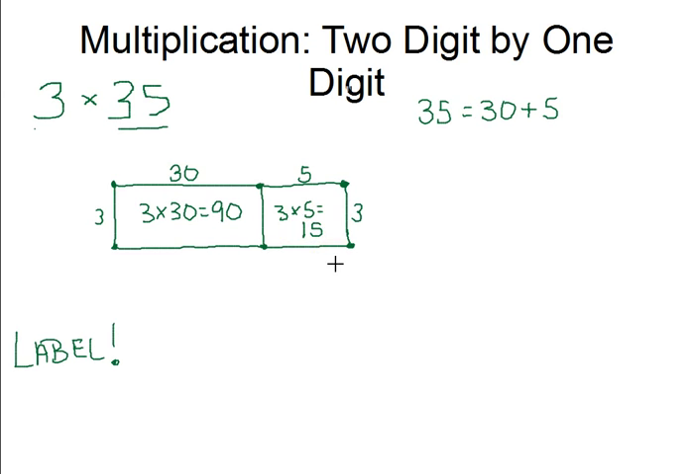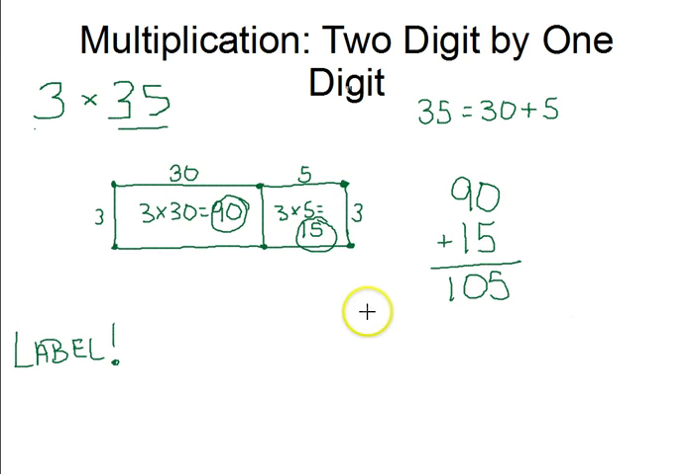That keeps everything neat and together, and if I can read it, then I can go back and see all of your work. Labeling it also makes sure that you know what you're multiplying and you do not end up multiplying your 30 and your 5, which is a common mistake. Now the next thing we need to do with these two numbers is add them together. So we're going to just do the addition out to the side. 90 plus 15 equals 105. So 3 times 35 equals 105.